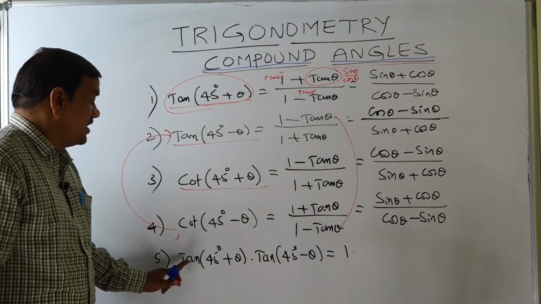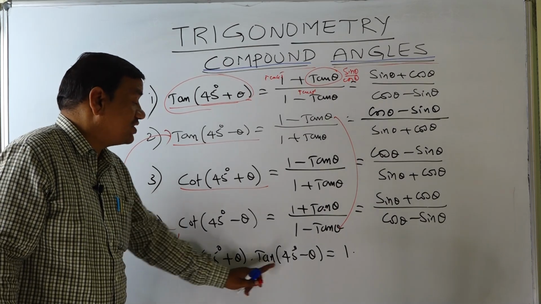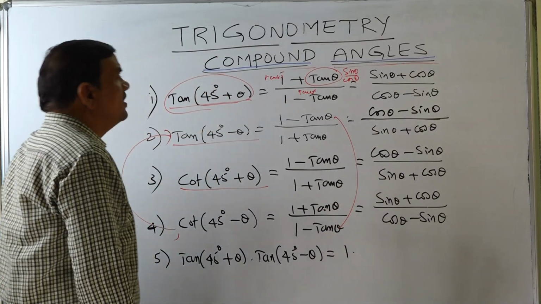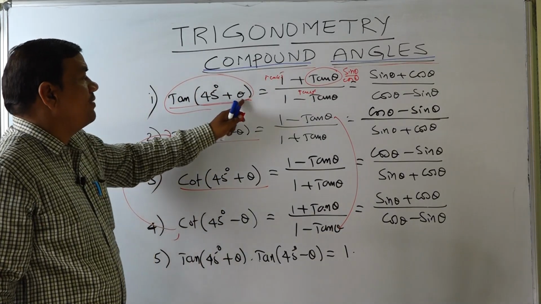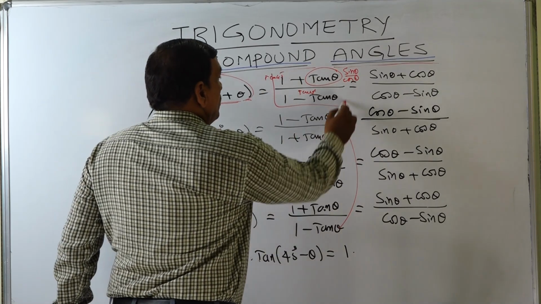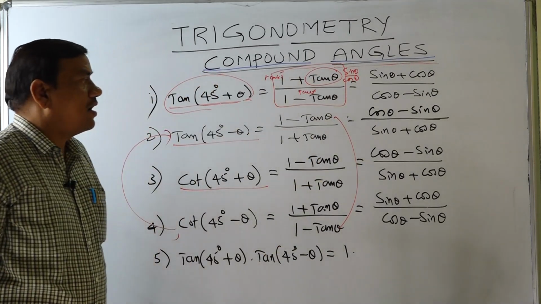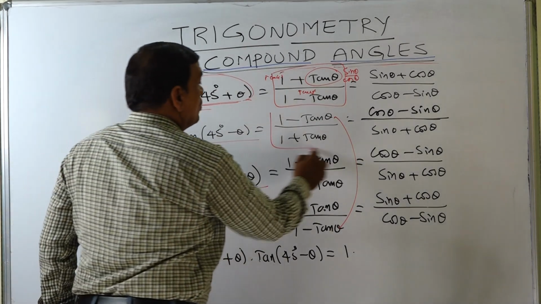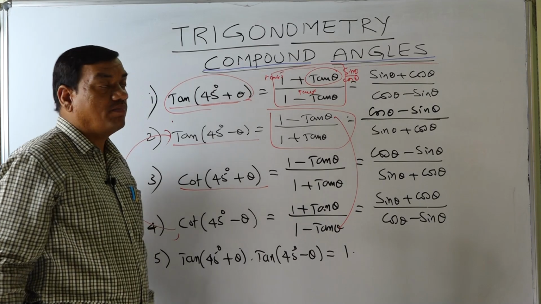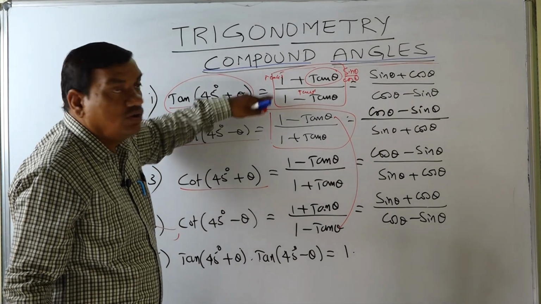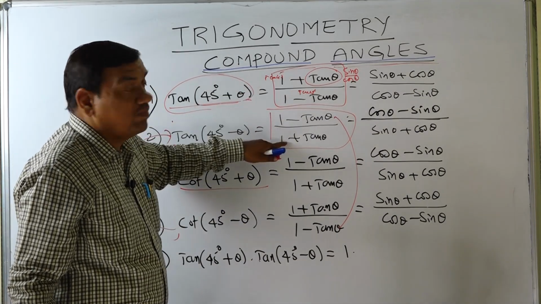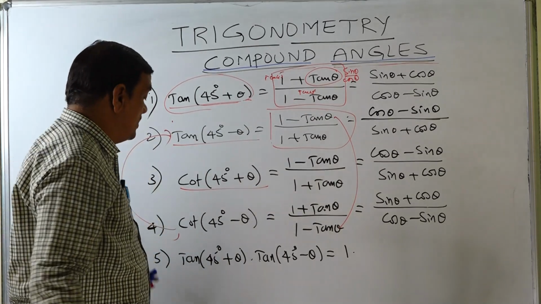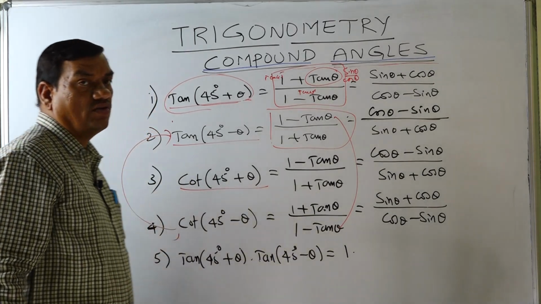And one more thing: tan of (45 plus theta) times tan of (45 minus theta) is equal to 1. Very, very important. How does it come? Very simple. Tan of (45 plus theta) is equal to 1 plus tan theta upon 1 minus tan theta. Tan of (45 minus theta) value is 1 minus tan theta upon 1 plus tan theta. You multiply these two. What happens? 1 plus tan theta, 1 plus tan theta gets cancelled. 1 minus tan theta, 1 minus tan theta gets cancelled. You will get 1. So this formula is also very, very important.